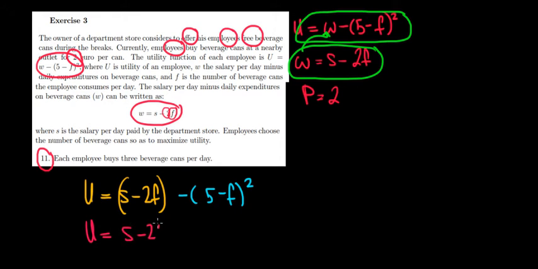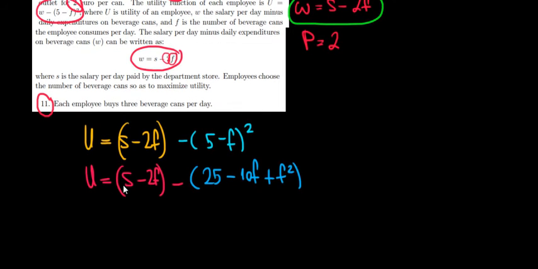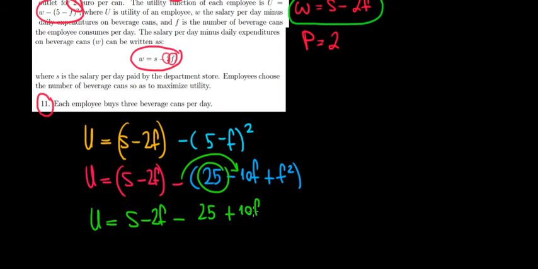It will be S minus 2F minus, and now let's open the brackets, 5 minus F to the power of 2. Well, that's 5 to the power of 2, 25, minus 2 times 5 times F, that's 10F, plus F squared. Okay, we have the utility depending on F. Let's open the brackets to make it a bit more simple. It will be S minus 2F minus 25 plus 10F, and then minus F squared. So minus F squared. What do we have now?